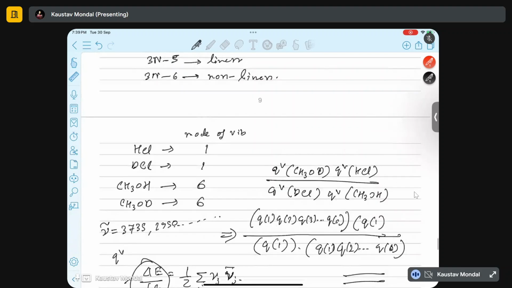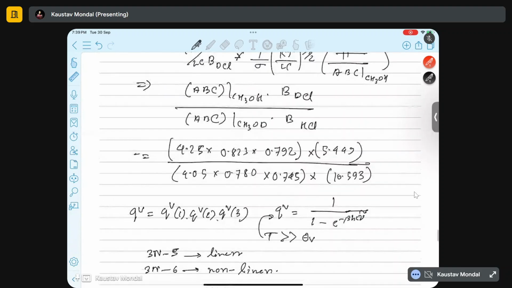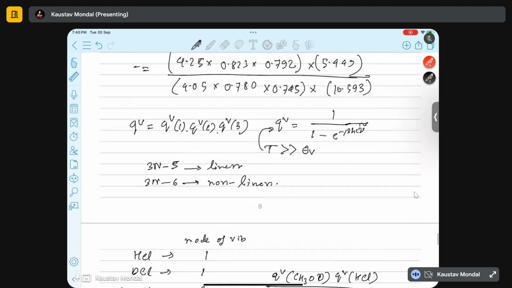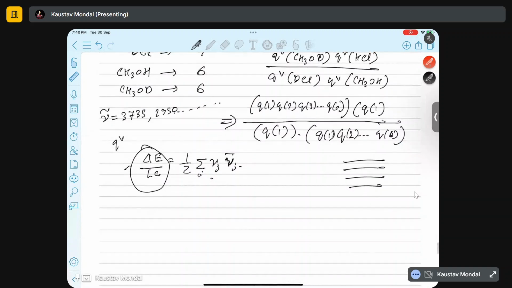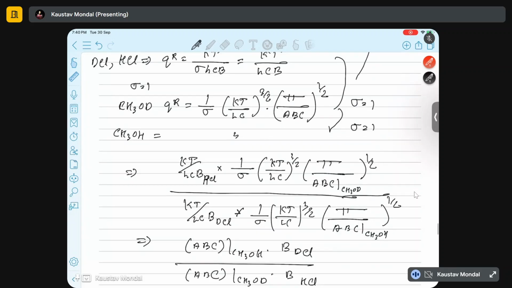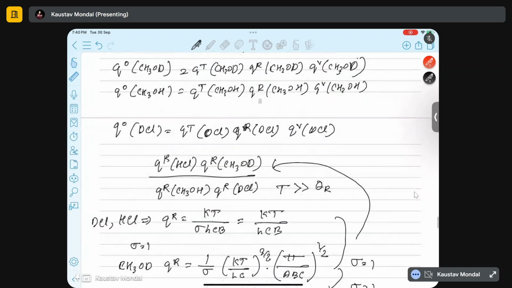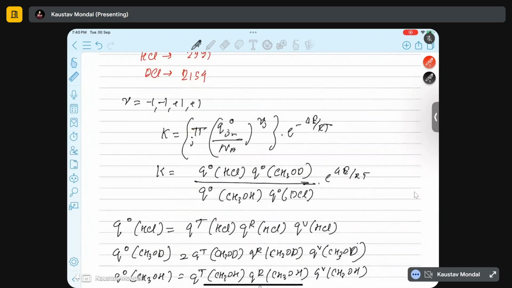So that means we now have all the things. We know the partition function due to vibrational, we know the partition function due to rotational, and by taking the difference in the zero point vibrational energy, we can also calculate the change in the total energy due to this reaction happening here. After getting all of these, just substitute them into this main equation, and after doing that, we will get the equilibrium constant K.